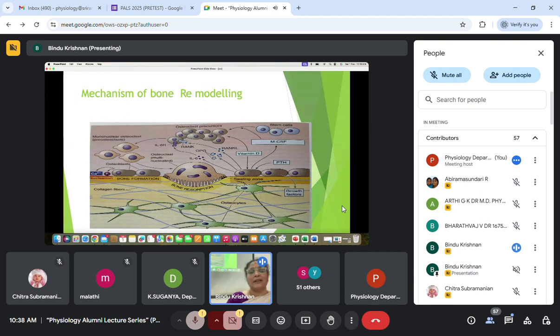So we said that there are three types of cells. We have the osteoblast, we have the osteocyte, which is in green, and then we have the osteoclast. So whenever bone remodeling is happening, the parathyroid hormone receptors are present in osteoblast and osteocyte. When the parathyroid hormone receptor is activated in osteoblast, two important things are released. One is your macrophage colony stimulating factor. The other one is your interleukin 6.